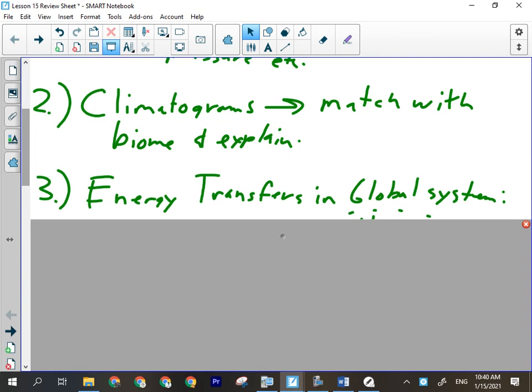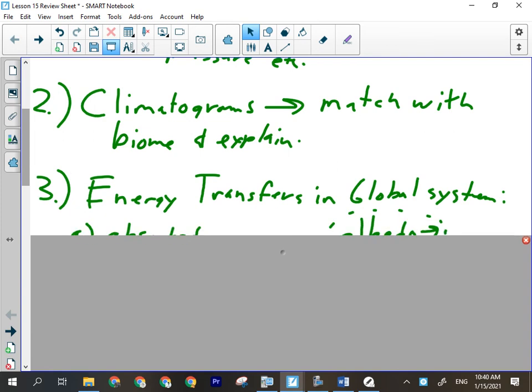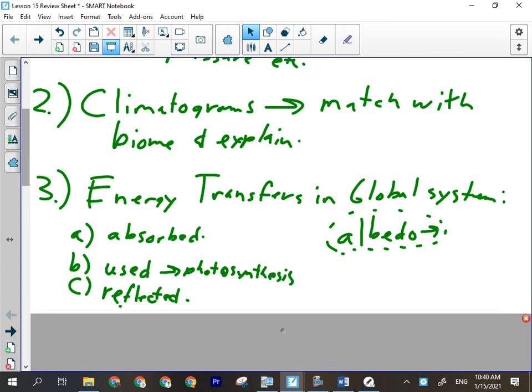All right, the day after that, we talked about energy transfers in global systems, and we talked about the 3 fates of solar energy when it strikes the Earth. So the three fates of solar energy upon encountering the Earth are absorption, reflection, and conversion by photosynthesis.